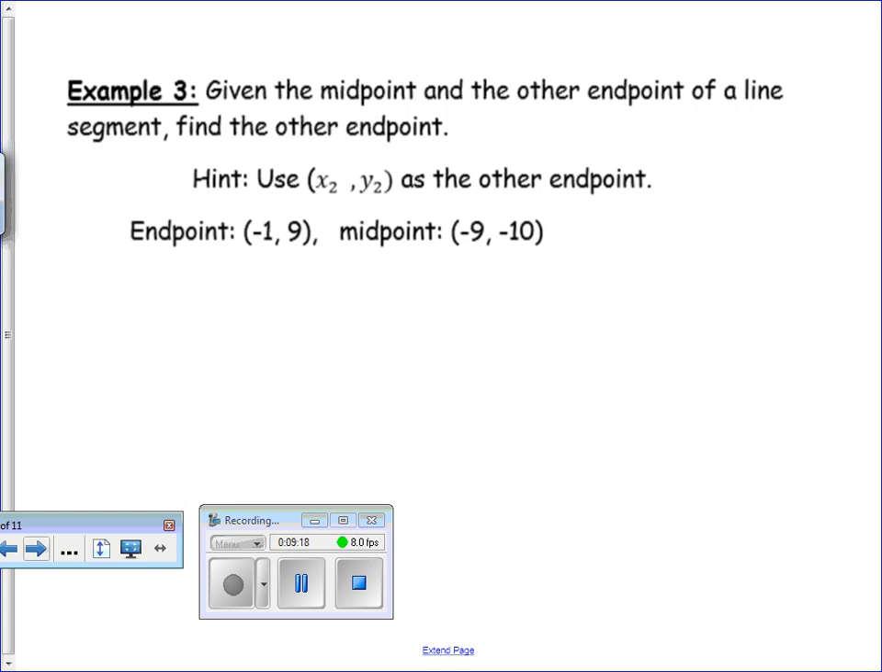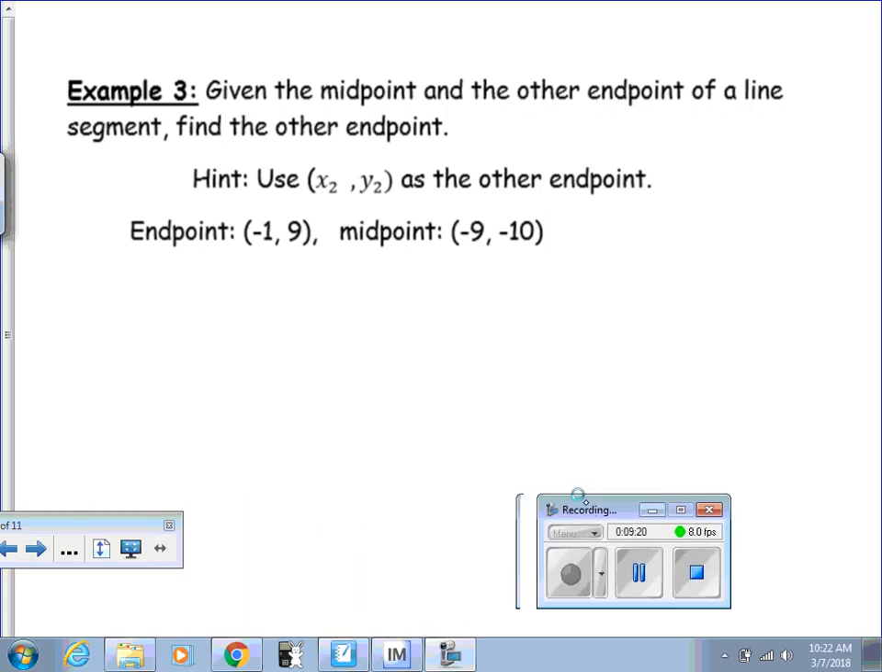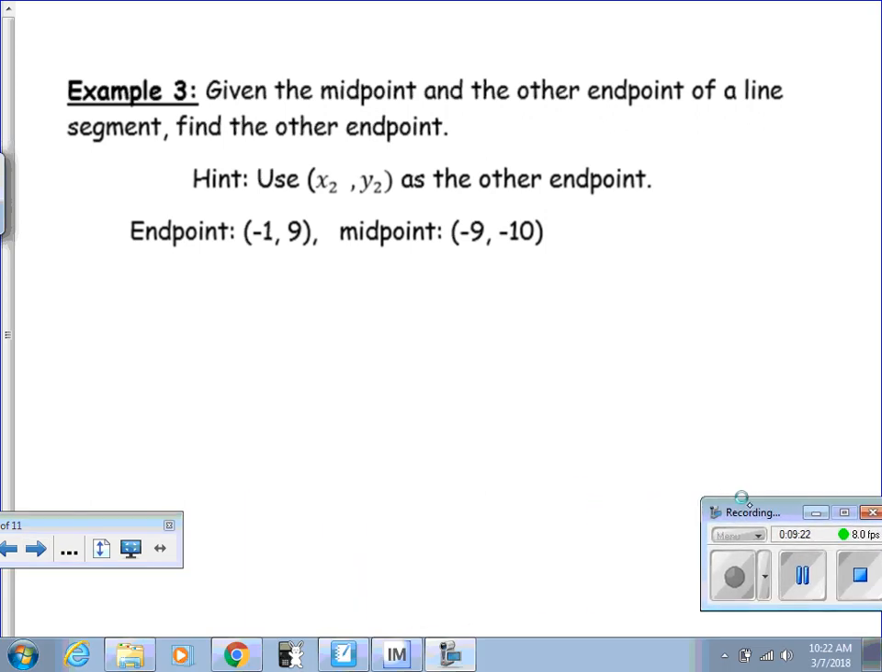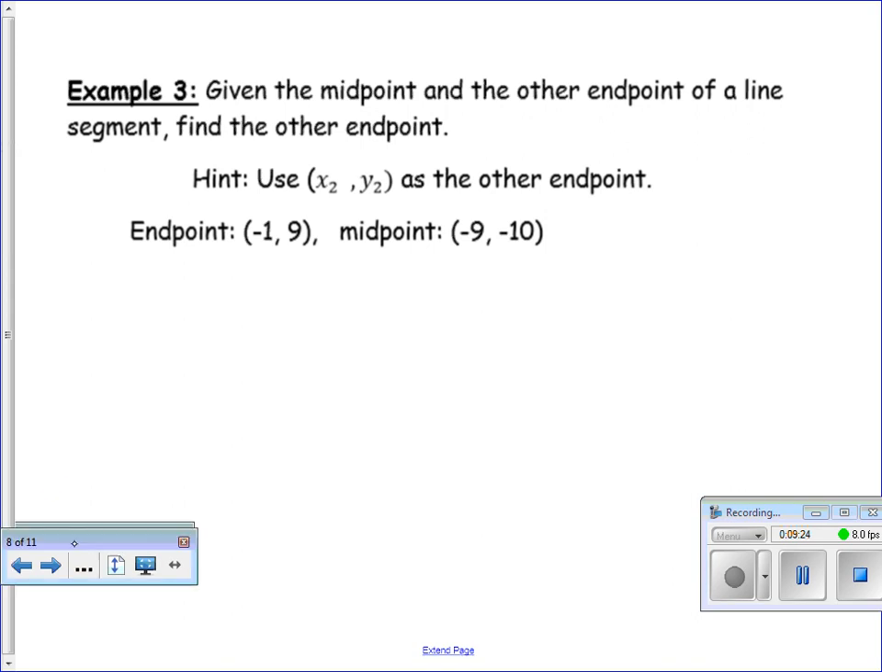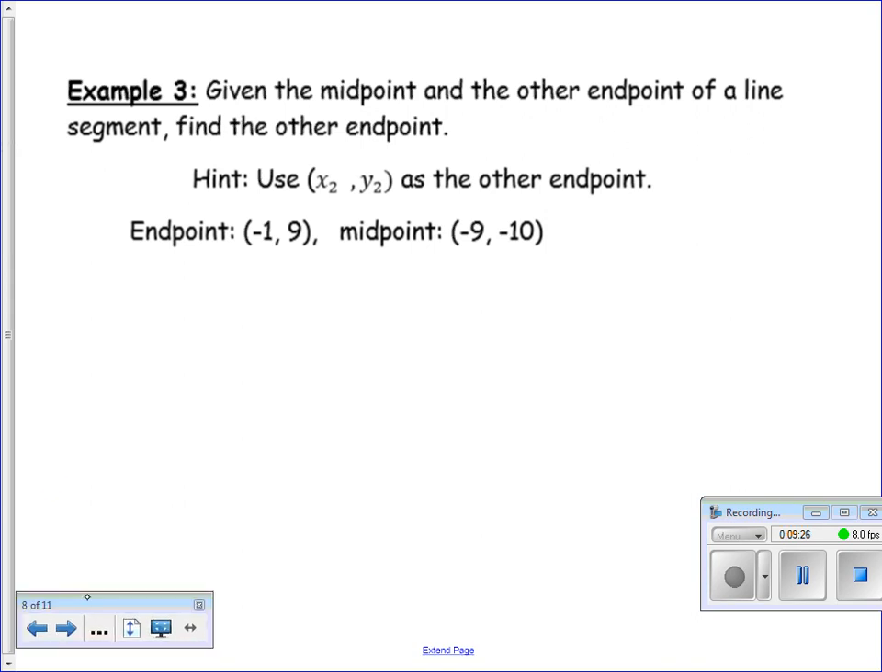This is example 3. I'm going to need a little bit of space here. If we look at example 3, it says given the midpoint and the other endpoint of a line segment, find the other endpoint. And it says hint. We're going to use this x sub 2, y sub 2 as the other endpoint, because the other endpoint is not given. We're going to substitute in this x sub 2, y sub 2 because it's the other point.